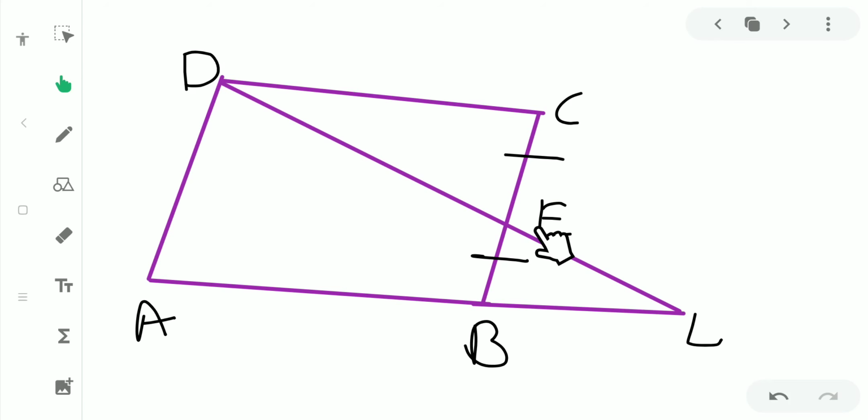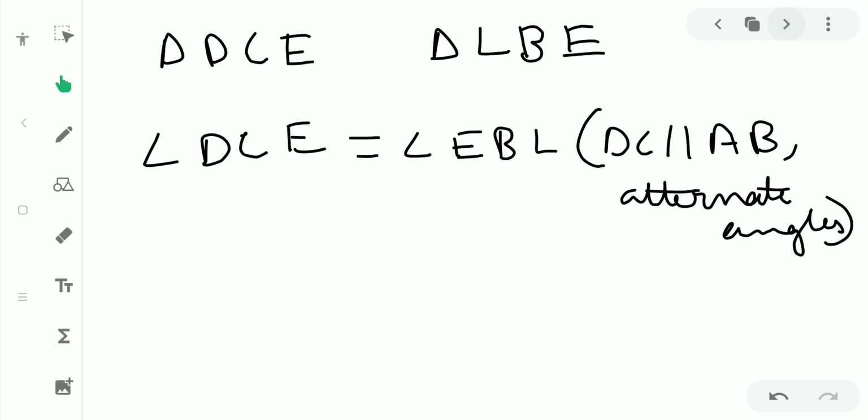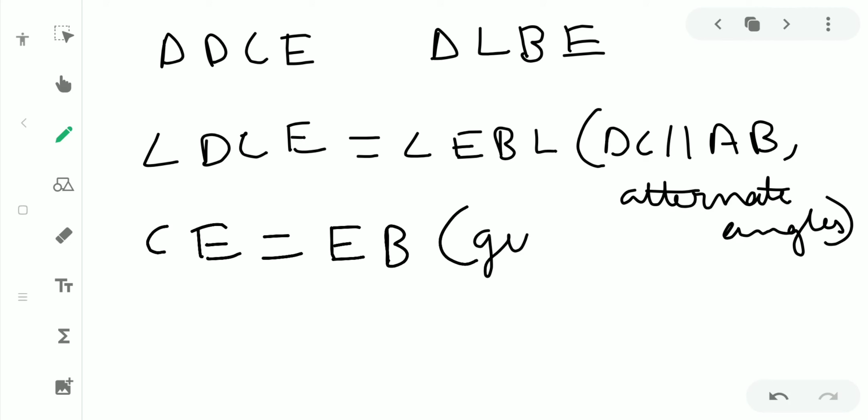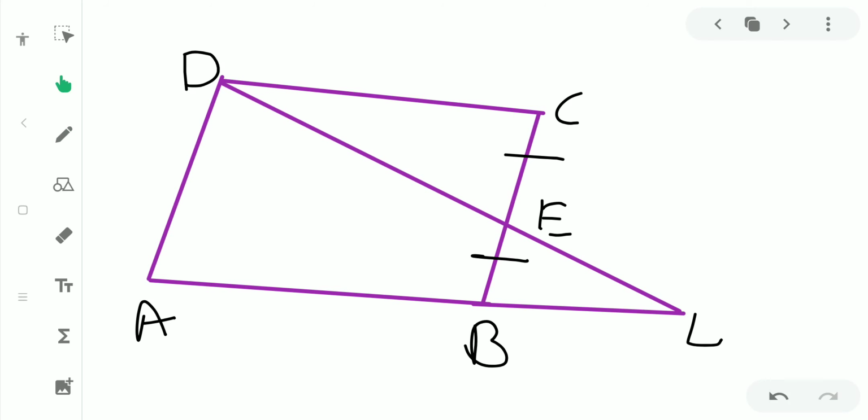Now what else are we having? This line is equal to this line. It is given CE is equal to EB. It is given in the question itself, so I wrote given. And what else can we say? Angle DEC is equal to angle LEB. So I am writing here this angle and this angle will be equal.